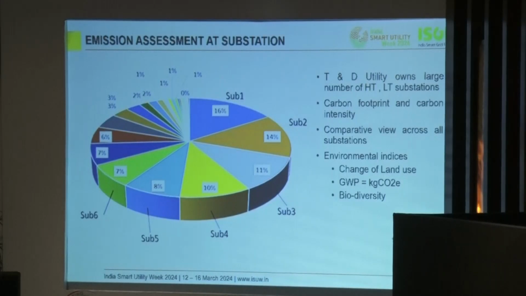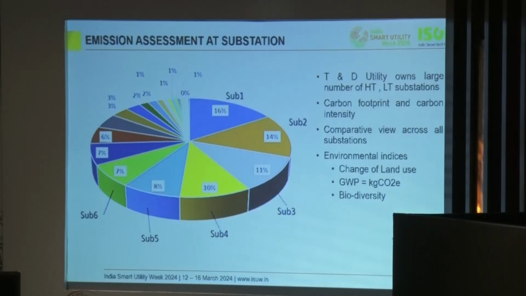Now this is an indicative example of how, with the help of life cycle assessment, gathering the required industry data from the utility industry, we at TCS compute the landscape of the presence of embodied carbon across substations. So this pie diagram is an example of, say for example, you gave an example of a national grid.